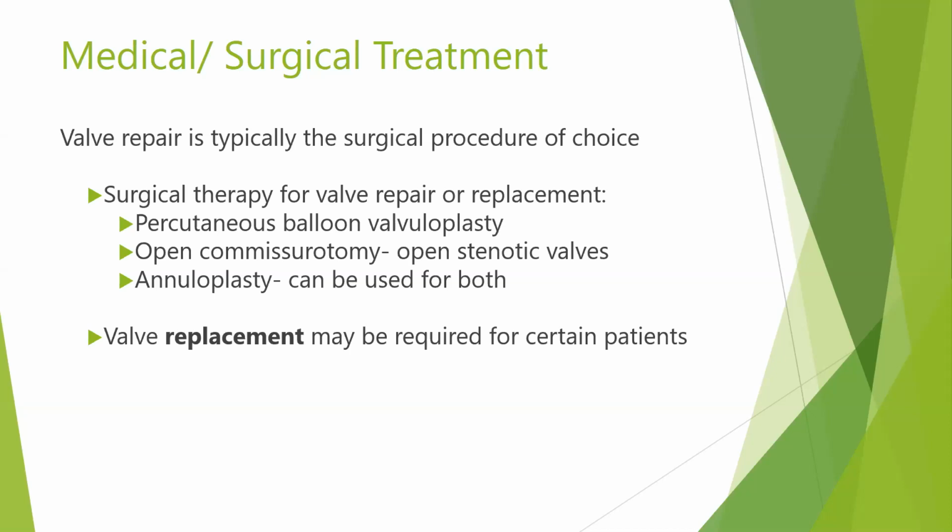Annuloplasty is a repair of the valve. It tightens the annular ring, the annulus that holds the valve in place with tissue, reducing the circumference of that area, and it's helpful in valve disease with regurgitation. And then replacement is with tissue or mechanical valves. The goal here with surgical treatment is to relieve the symptoms the client is having and restore some sort of normal hemodynamics for this patient.